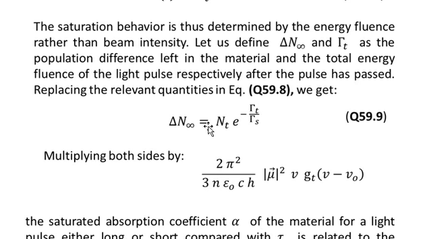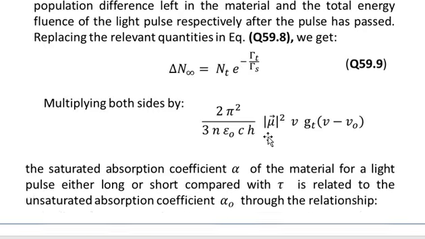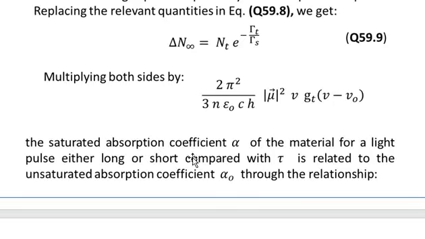So if we multiply both sides of this equation by the term I have shown, which is 2 pi square over 3 n epsilon naught ch, and in the numerator we are multiplying it with the absolute square of mu, and then gt of nu minus nu naught, on both sides of equation number 9, the saturated absorption coefficient alpha of the material for a light pulse, either long or short compared with tau, is related to the unsaturated absorption coefficient alpha naught through the relationship.